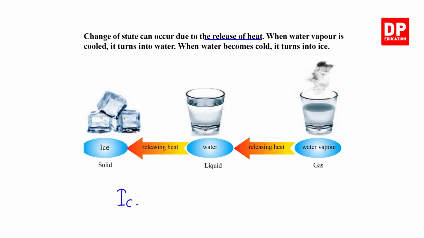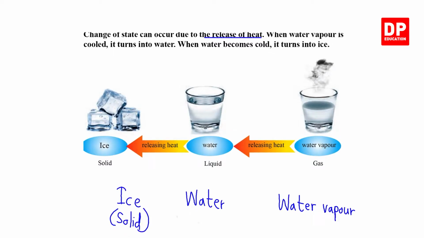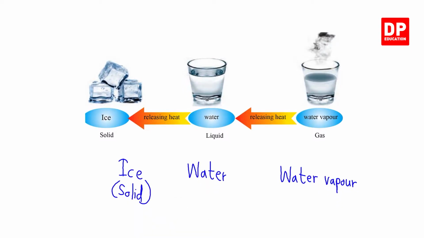Ice, water, water vapor. Right? Ice is in its solid state. Water in its liquid state. And water vapor in its gaseous state.